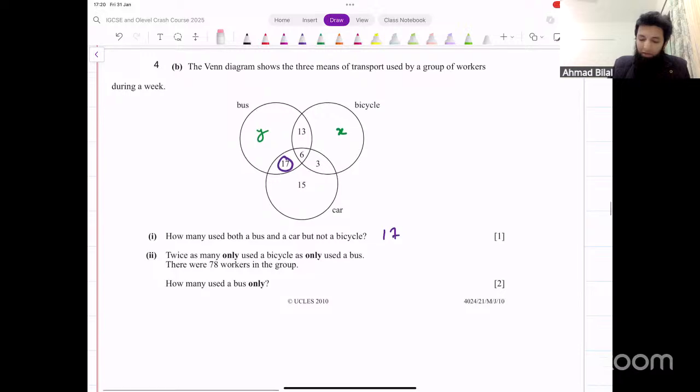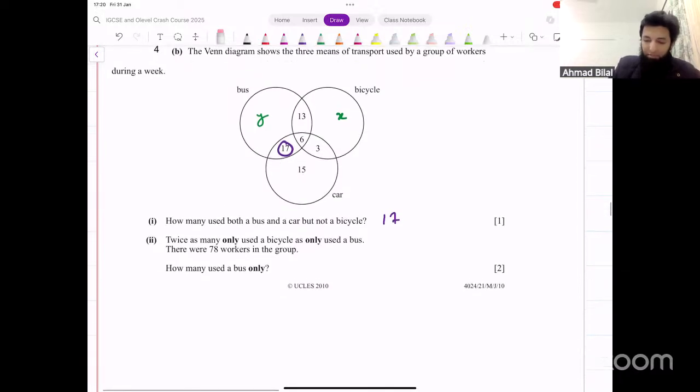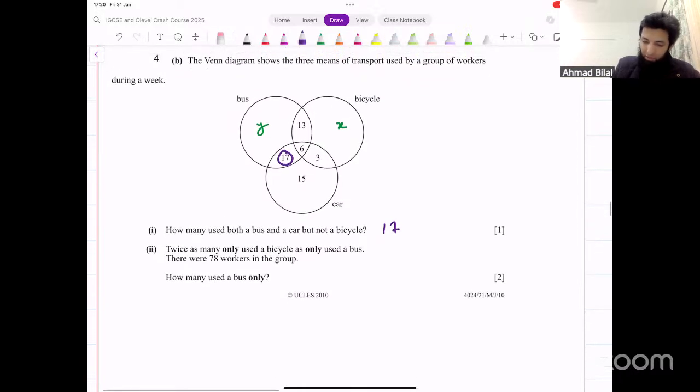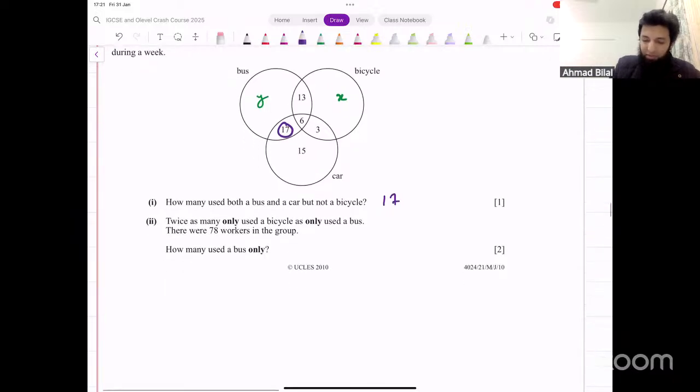Okay, now how can you figure this out? What numbers are we given? So we're not given this and this. X and Y is what we're looking for. How do we think about this? Number one, we know the total number of workers is 78. So if we were to add all of these numbers up, what should that be? X plus Y plus 13 plus 6 plus 17 plus 3 plus 15. All of them should add up to what? 78. That's one equation that we get.